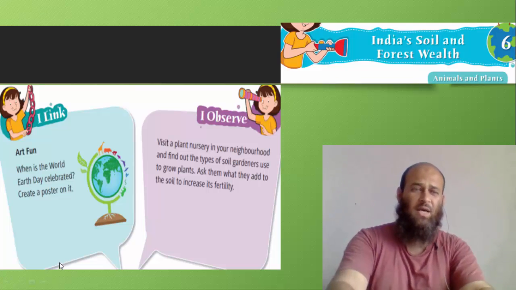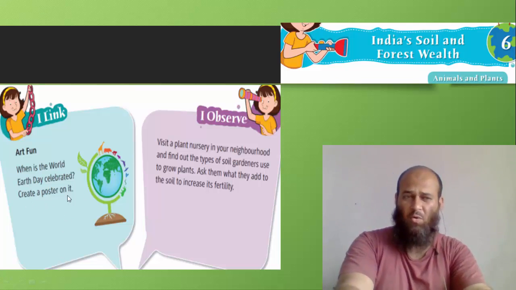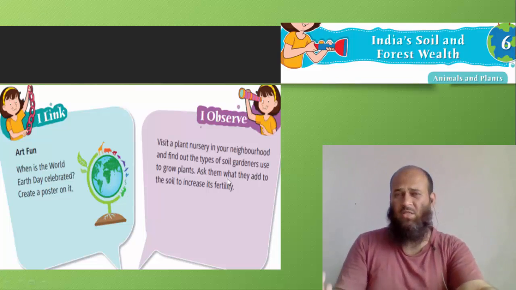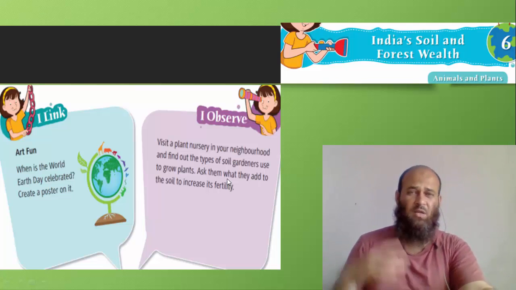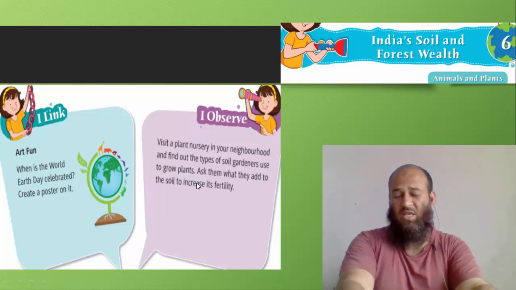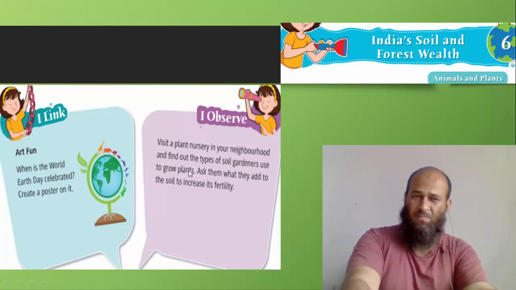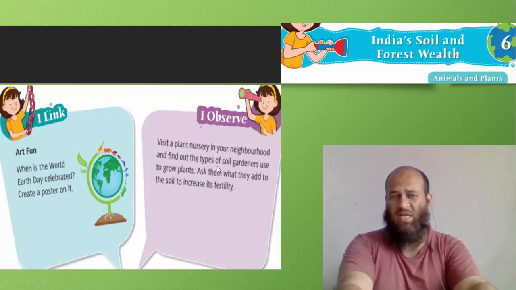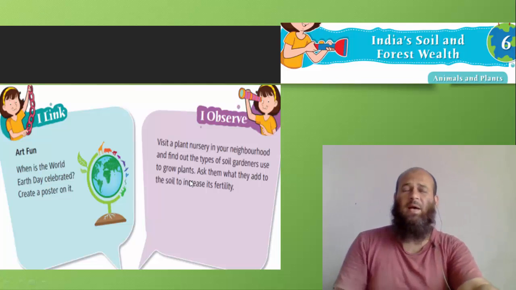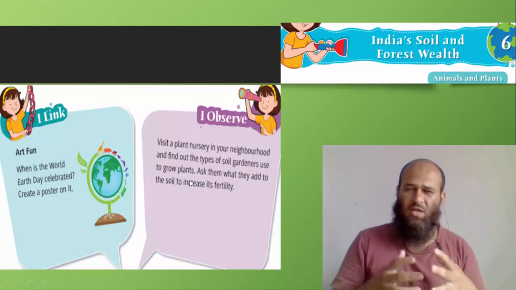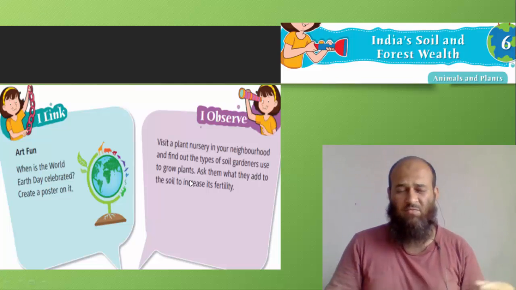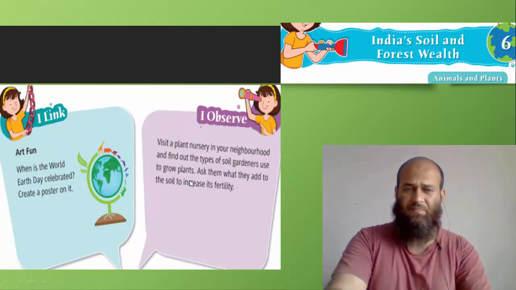And here you have art fun to be done. When is World Earth Day celebrated, and you have to make a poster for it. This is a visit. Sorry, due to the school lockdown, we are not able to go outside on visits and picnics, but this is an important activity. If you find some time, visit a plant nursery in your neighborhood and find out the types of soil gardeners use to grow their plants. I can give you hints, like in Aurangabad, majorly we use black soil and red soil. We don't have many varieties present over here.